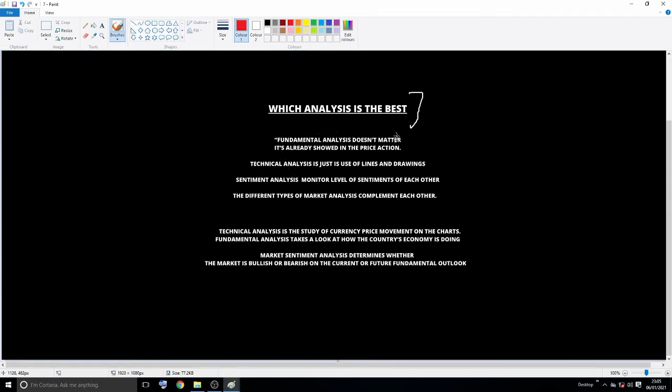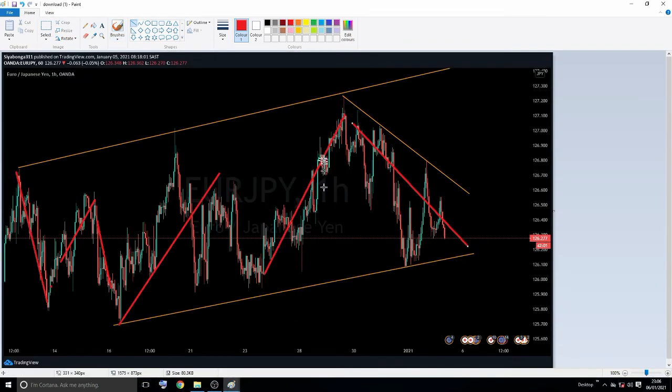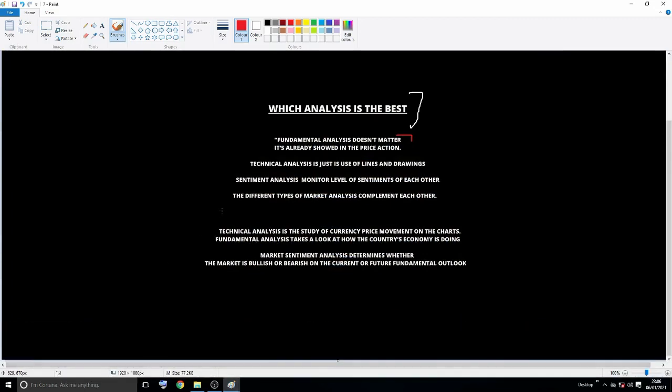Fundamental analysis doesn't matter according to me. It's already shown in the chart. Fundamentals don't matter according to me because they are already shown on the chart. By reading this chart and trading price action, I believe that I can be profitable, and I don't need to be searching about economies and reading all those news and watching those news.